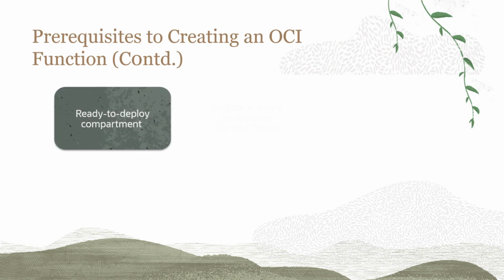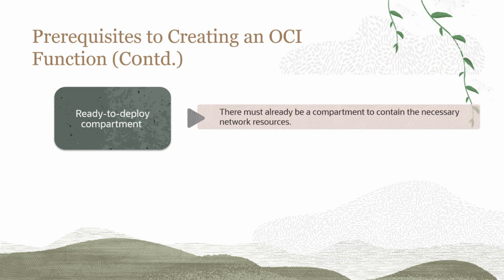Before users can start using OCI functions to create and deploy functions, as a tenancy administrator, you have to create a compartment to own network resources, which includes a VCN, a public or private subnet, and other resources such as Internet Gateway or Service Gateway, a route table, or security list.